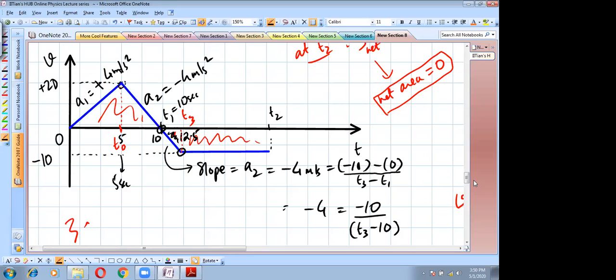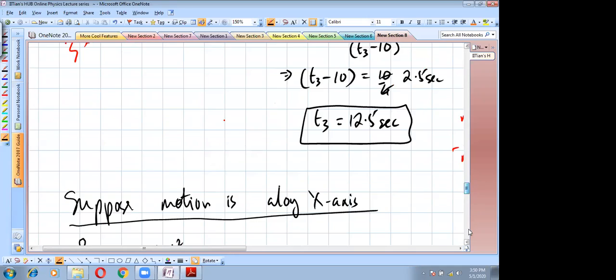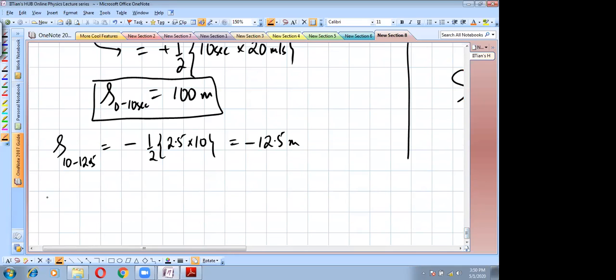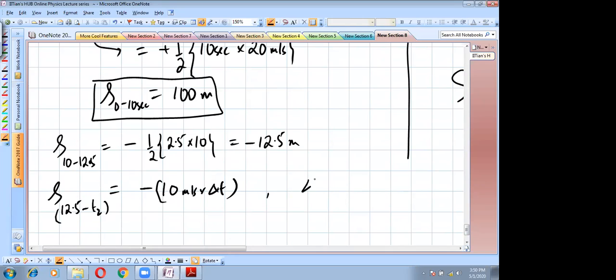Okay. Now, finally, what should happen? We don't know our T2, but in terms of T2, what is our displacement from 12.5 to T2 seconds? It is equal to minus 10 meters per second multiplied by the time interval, whatever the time interval is. So that time interval is here, nothing but T2 minus 12.5. So that's this. So this is this, this is this.